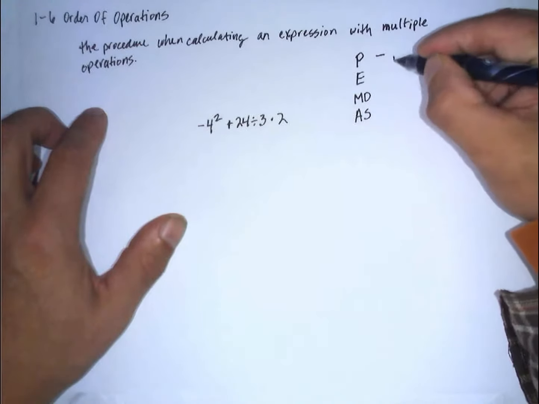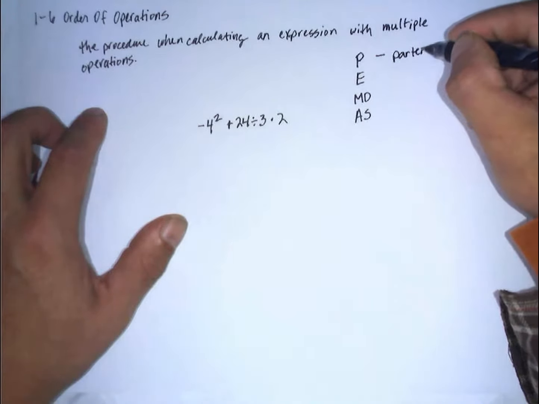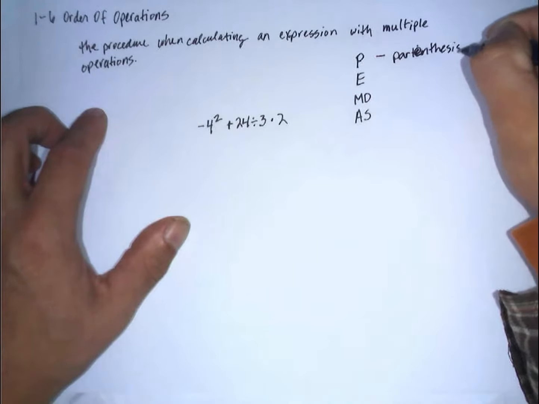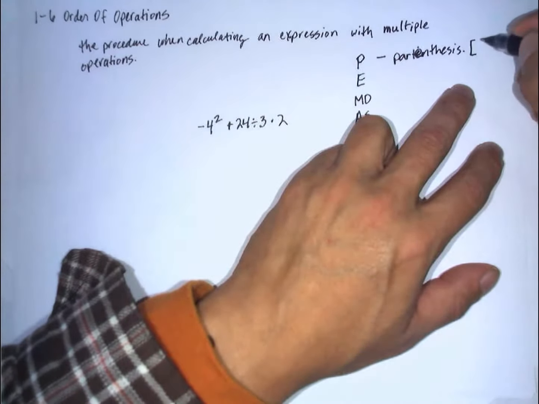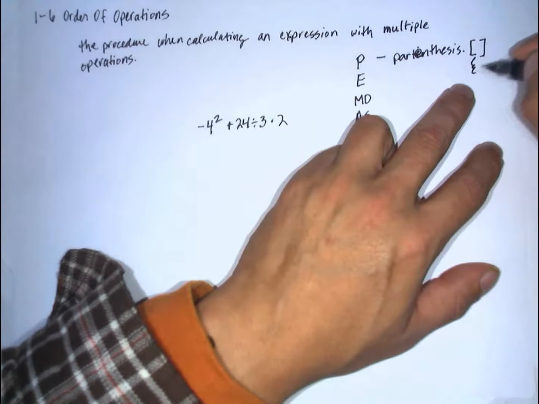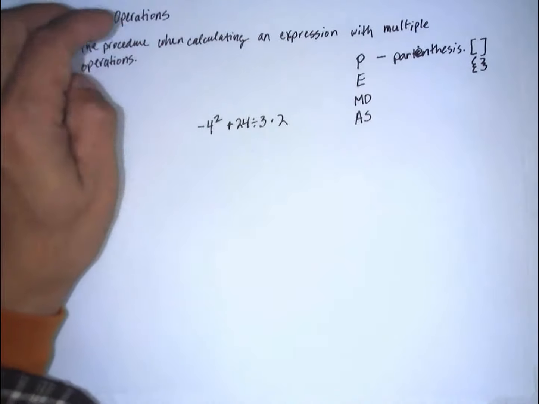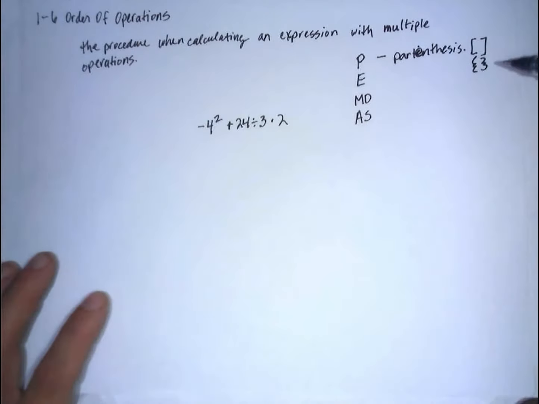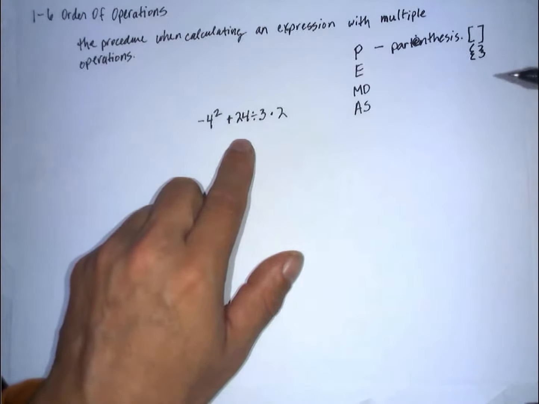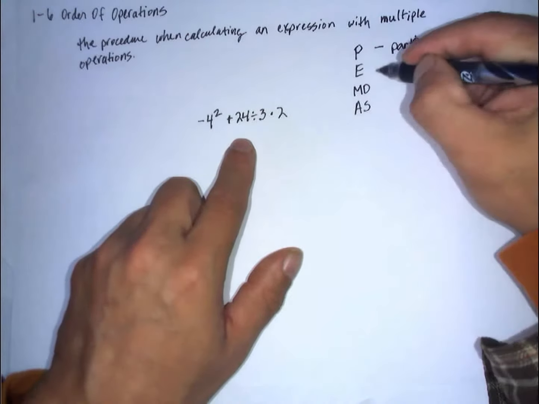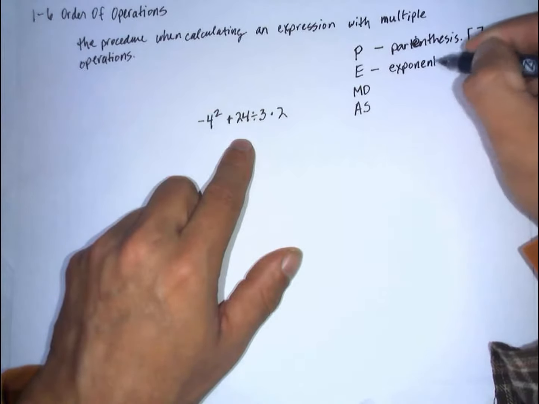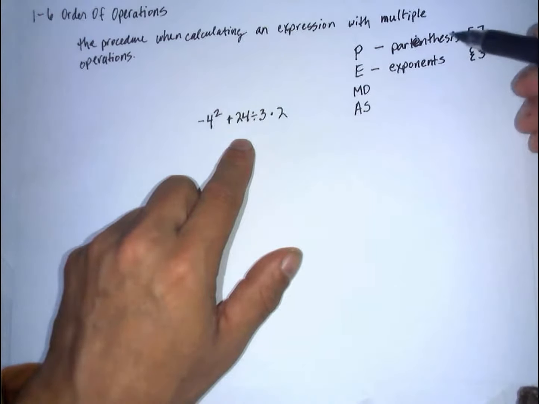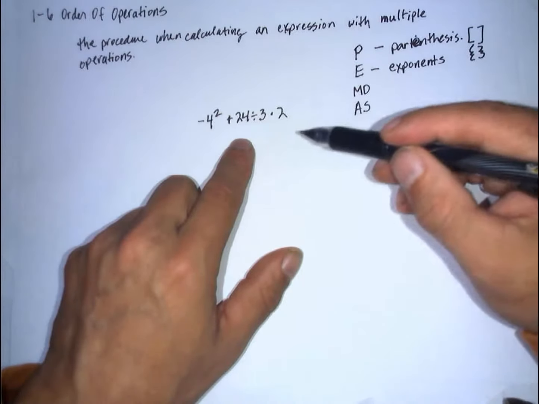So P is parentheses. So we're going to do whatever is inside parentheses first. But parentheses don't just include parentheses. They also include all kinds of grouping symbols like brackets and braces. And you do the innermost first. This one doesn't have parentheses, but the next one will have 2 sets of parentheses, and we'll get that in a minute. E is exponents. So we calculate all the exponents from left to right.